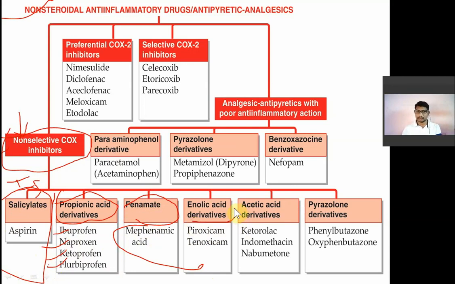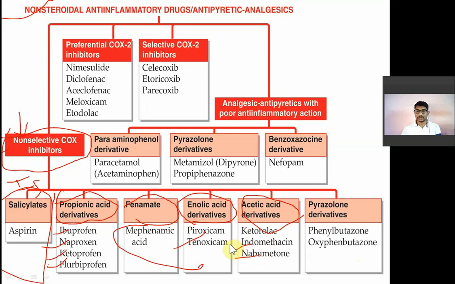Next class is nothing but the enolic acid derivatives. They are also known as oxicams. In that you have piroxicam, tenoxicam, meloxicam. Next class is acetic acid derivative. In the acetic acid derivatives you have diclofenac, then indomethacin and nabumetone.